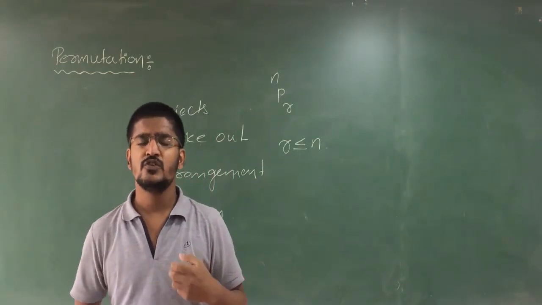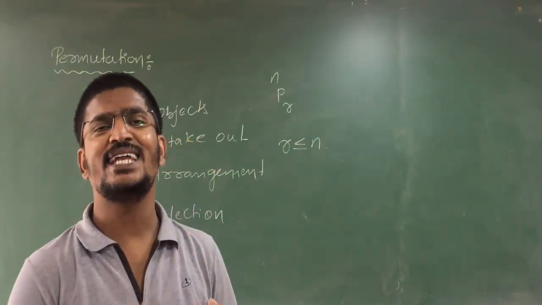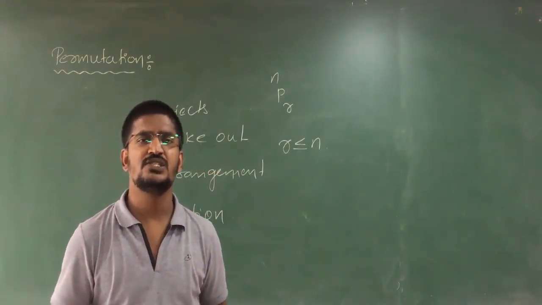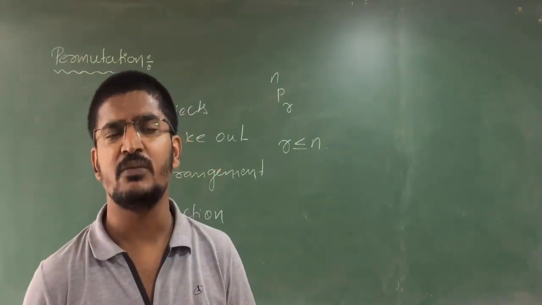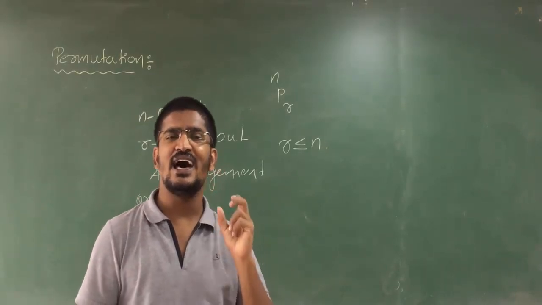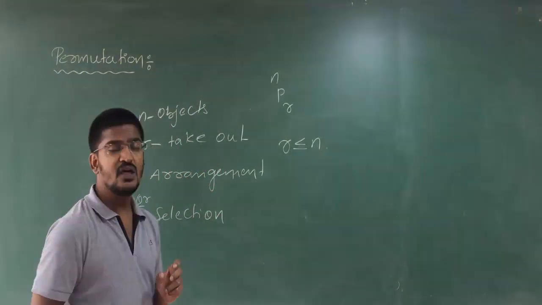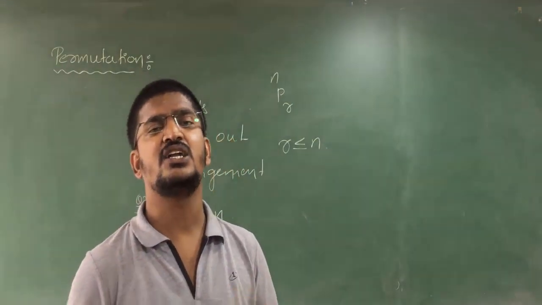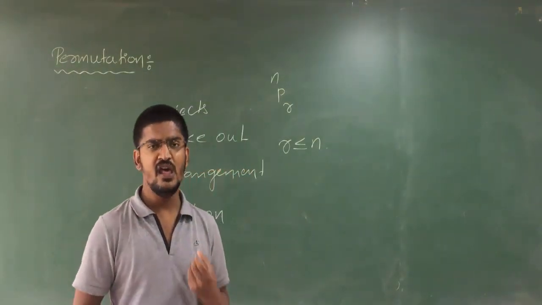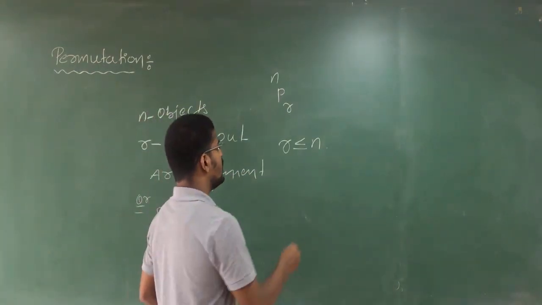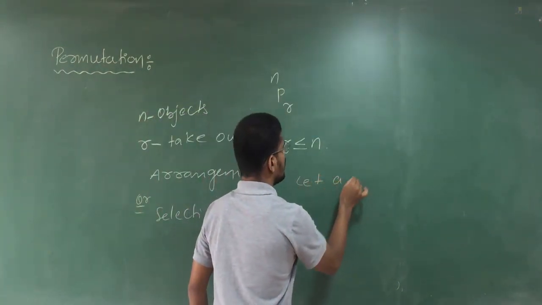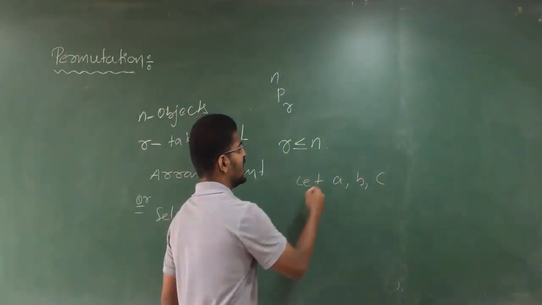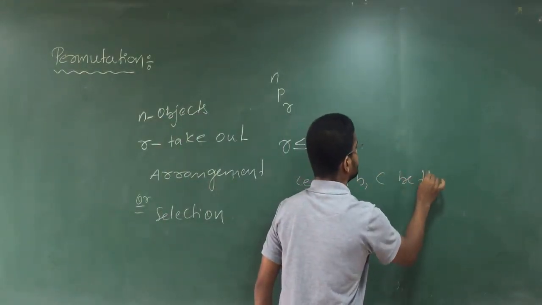Clear students? So from n number of objects you are selecting or arranging R number of objects. That type of thing is called permutation. Permutation means selecting or arranging. Have you understood? So permutations means what? It is selecting or arranging the terms in order. For example, let A, B, C be the three objects.